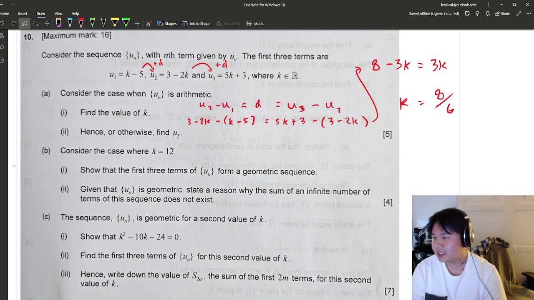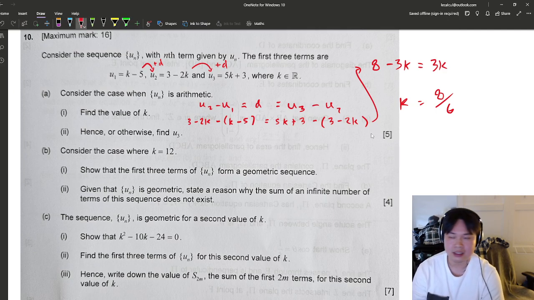Otherwise, find U3. So now that we have k, we just plug it in. U3: 5 times 8 over 6 plus 3. Great.